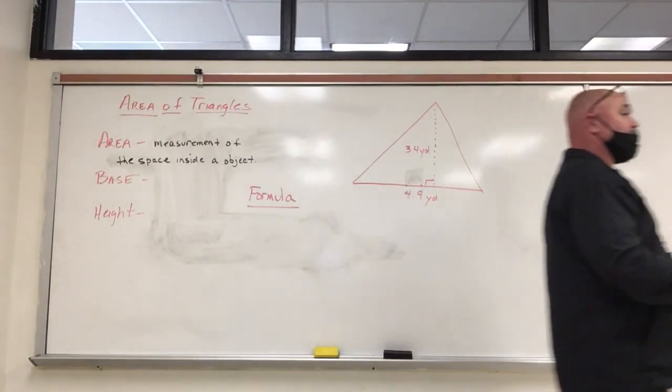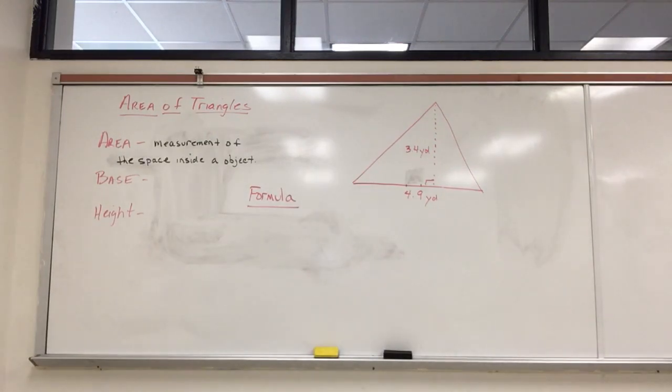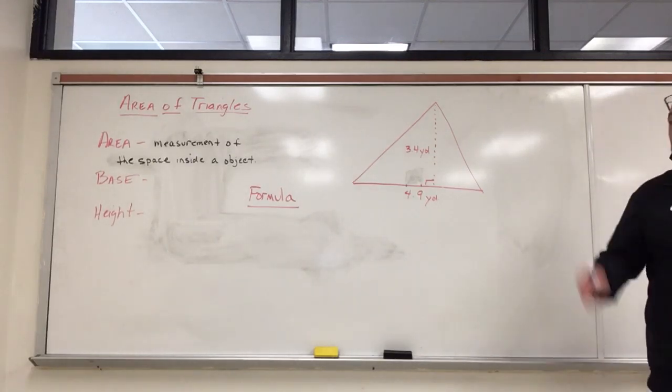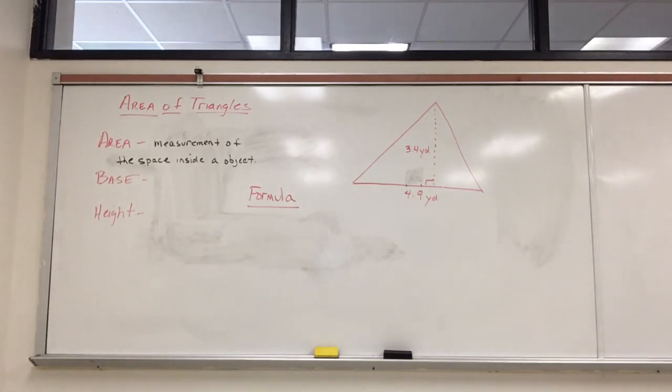And when we talk about triangles, there's two measurements we have to have in order to find the area of that triangle. We have to find the base, what the measurement of the base is, and what the measurement of the height is. Okay, we gotta find those two measurements in order to find the area.